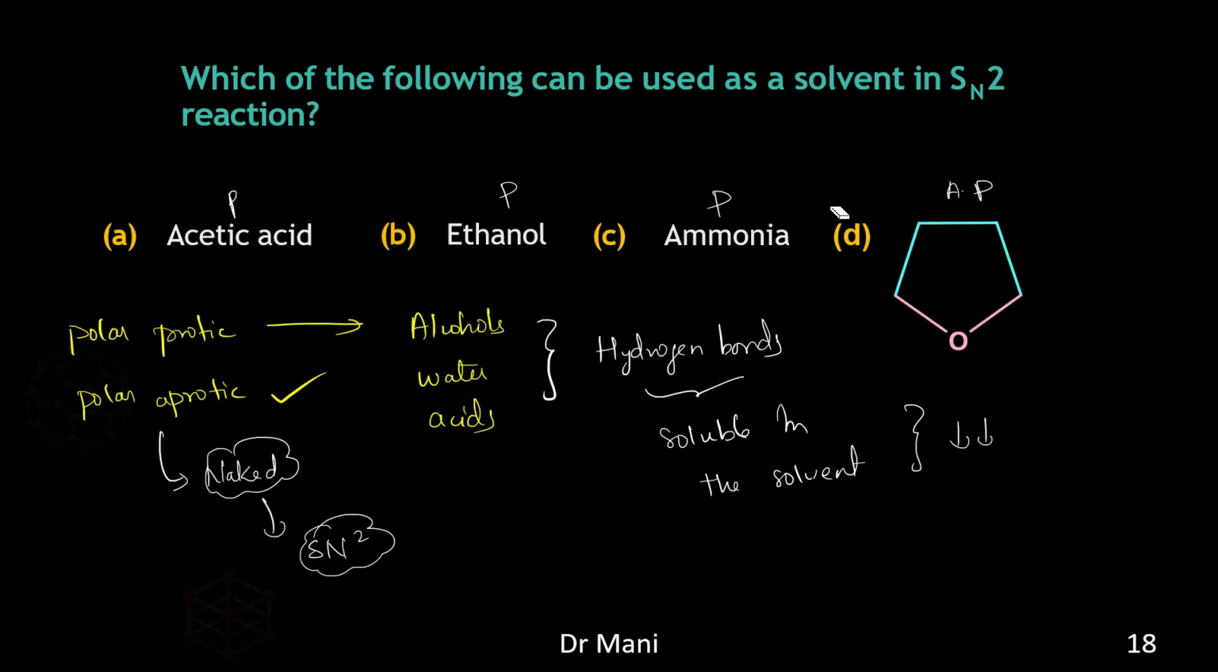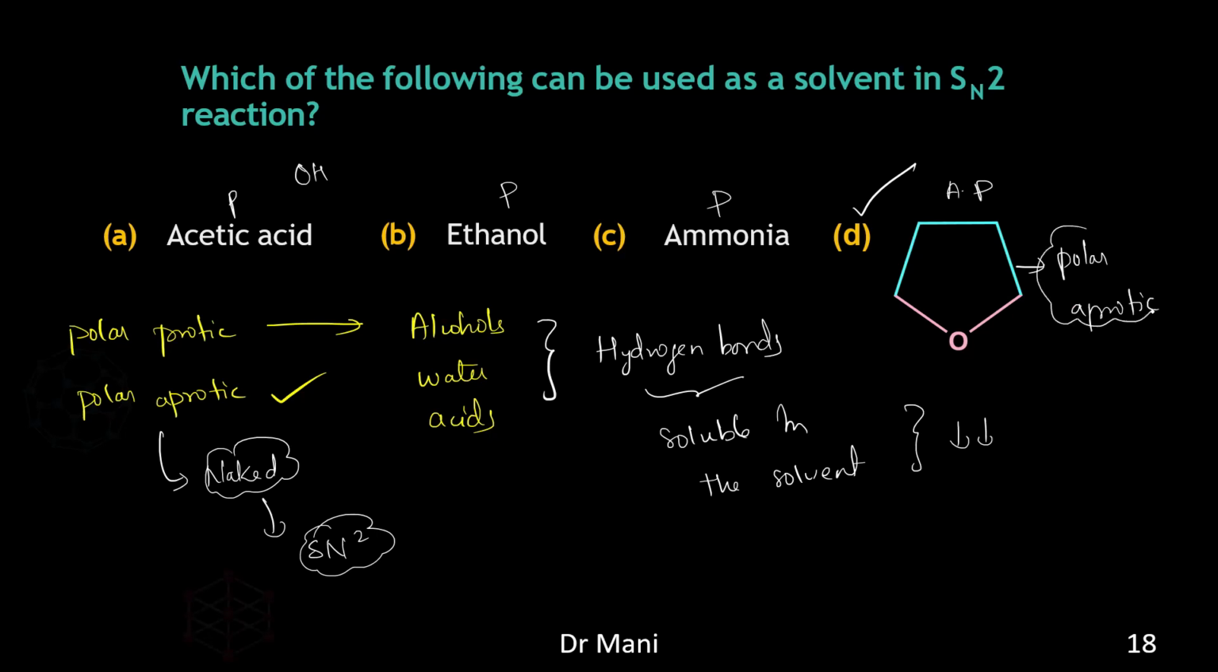So remember ammonia, ethanol, acetic acid, these all have OH groups and hydrogens here. So they could make the hydrogen bonds. When they make hydrogen bonds, they become soluble. When they are soluble, what happens? The SN2 reaction decreases. So it is not favorable. So we need option D. Understood? Is that clear? So here option D is a polar aprotic.